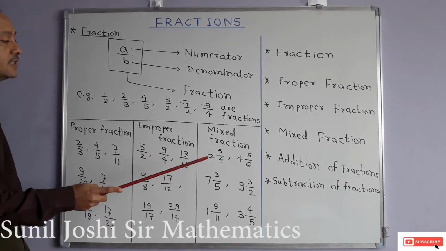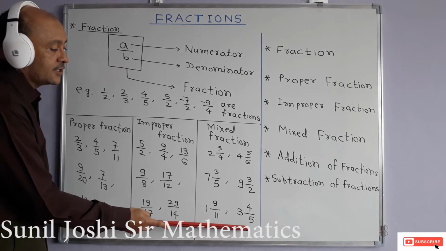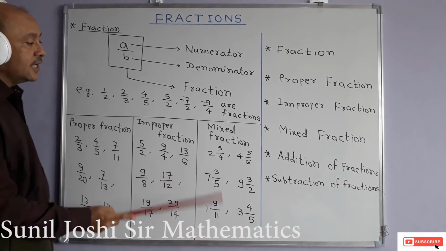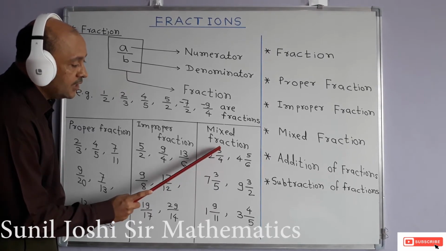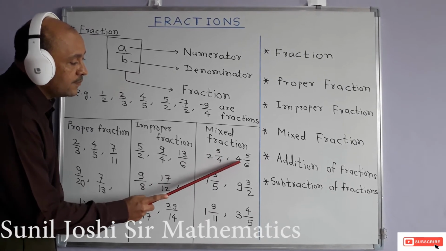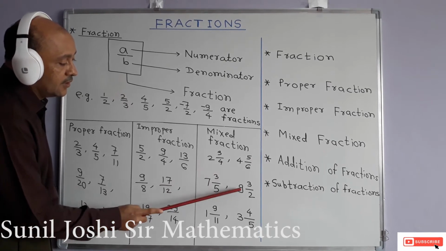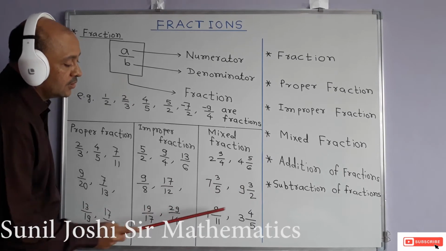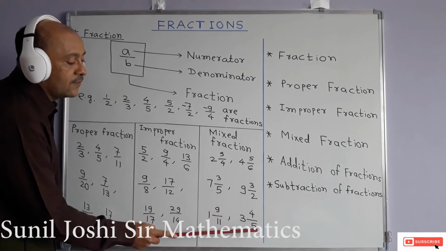So the next part is mixed fractions. These are the examples of mixed fractions. How can we read the examples of mixed fractions? They can be read as 2 and 3 upon 4, 4 and 5 upon 6, 7 and 3 upon 5, 9 and 3 upon 2, 1 and 9 upon 11, 3 and 4 upon 5.